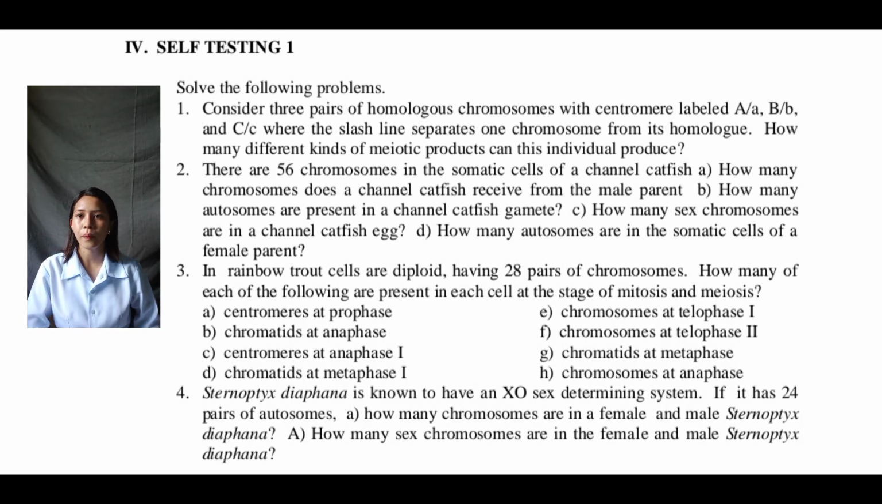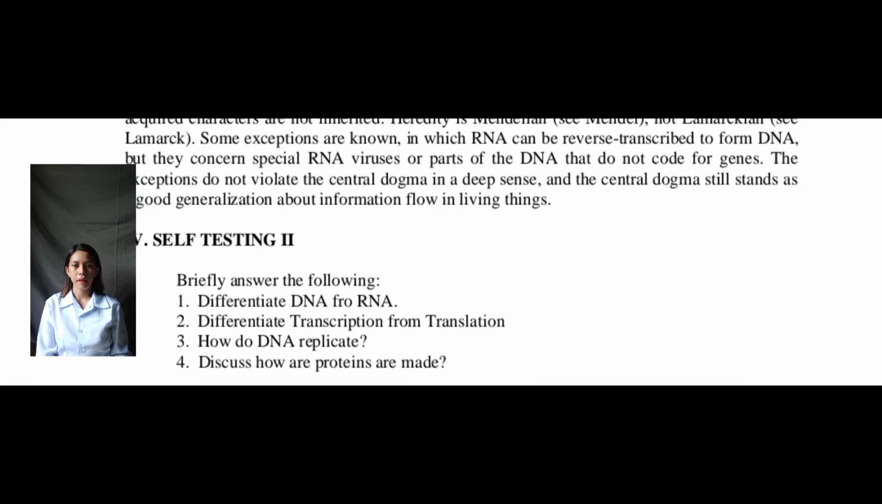Sternopygus diapana is known to have an XO sex determining system if it has 24 pairs of autosomes. Letter A for question number 4. How many chromosomes are in a female and male Sternopygus? My answer is 48 female and 50 male. Letter B. How many sex chromosomes are in the female and male Sternopygus diapana? My answer is 0 female and 2 male.